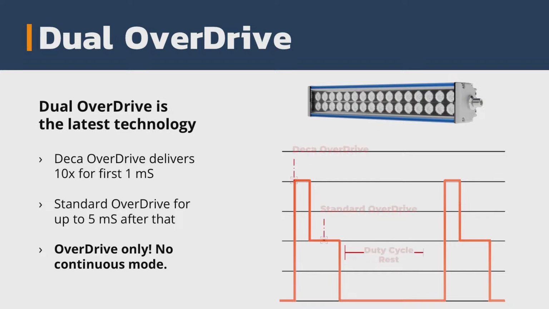So now, the next type of overdrive we're going to talk about is also specialized for many applications, and it's our newest drive called dual overdrive. Dual overdrive is named such because for the first millisecond of operation when it's triggered, it has what we call a deca overdrive. Deca overdrive meaning literally 10x the drive current. This is very extreme, and provides a lot of light output for up to that 1 millisecond.